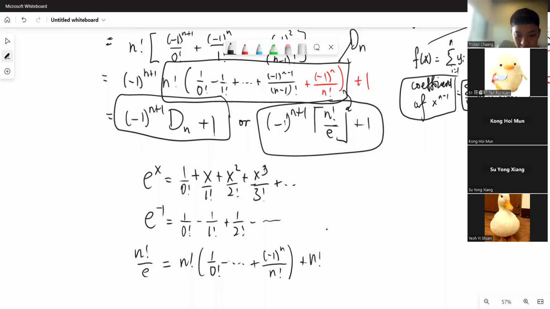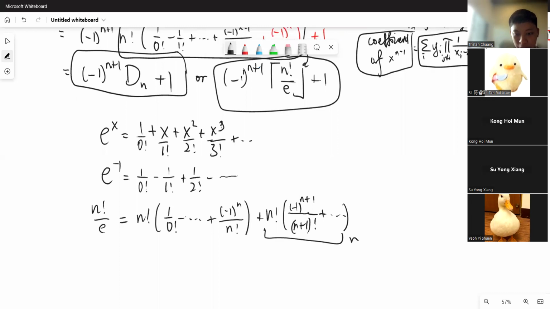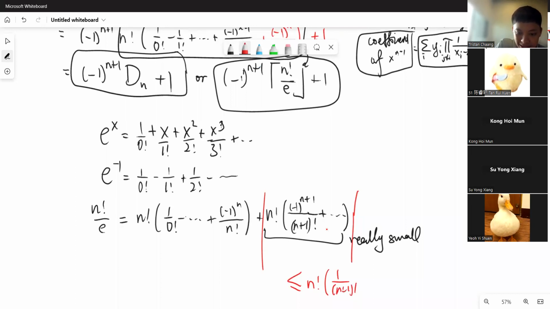So that will be kind of like 1 over n plus 1 factorial plus blah plus other terms. But this thing is really, really small. You can bound it by doing this. The absolute value of this is less than or equal to the absolute value of 1 over n plus 1 plus 1 over n plus 2 plus blah.